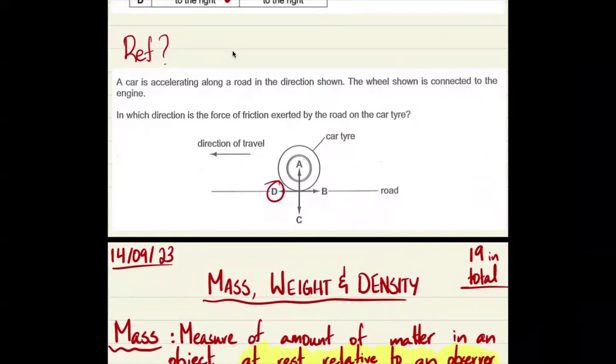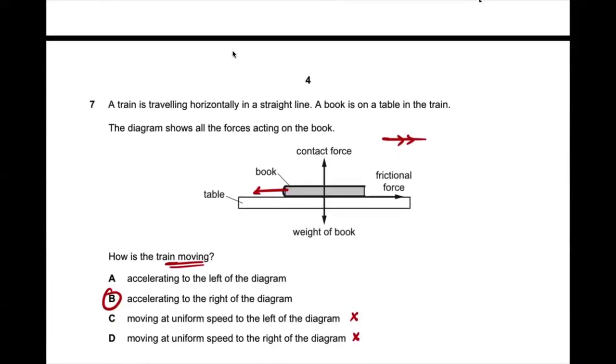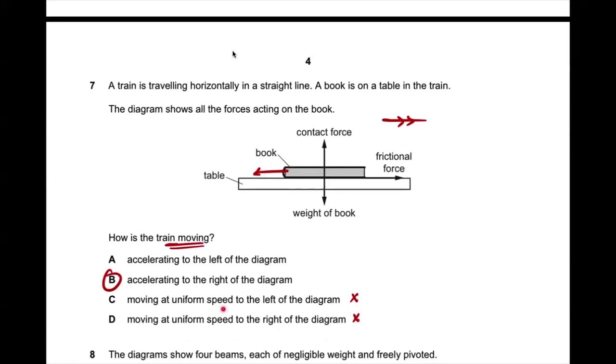Let's see, what were we talking about? Yeah, so it was this one, right? Moving at uniform speed will not cause there to be any frictional force because this would basically be an equilibrium, right? So there would be no frictional force either. And for the book to basically try to move to the left, the frictional force is to the right. So if you think about inertia, if it's basically going to slide to the left, the train must be accelerating to the right. That's the idea.